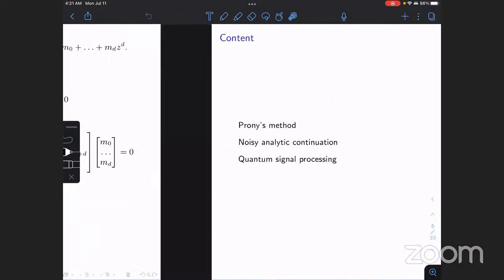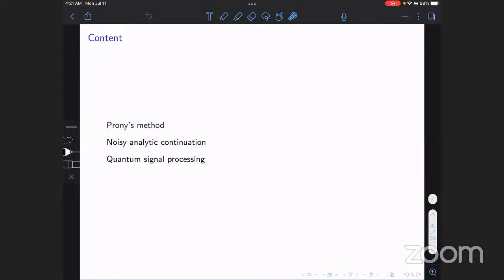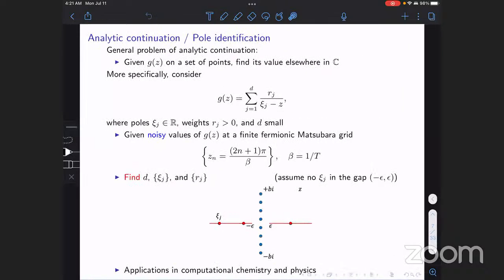Now, in the remainder of this talk, I will talk about two recent applications of Prony's method that I've been working on. The first is noisy analytic continuation, and the second is quantum signal processing. So let's start with the first application.